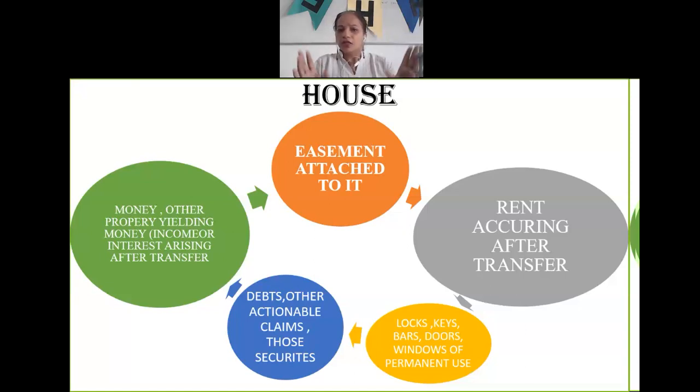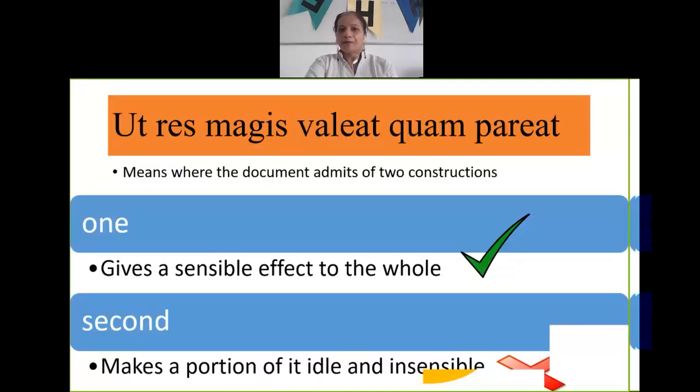Because now these are legal incidents of the house, they lose their identity and become part and parcel of the house itself, and are covered under the head house. Therefore, whenever a transferor transfers this house to another person, all these legal incidents attached to the house would be transferable along with the house, and the transferee would be getting a right over these particular properties. Now next is this maxim.